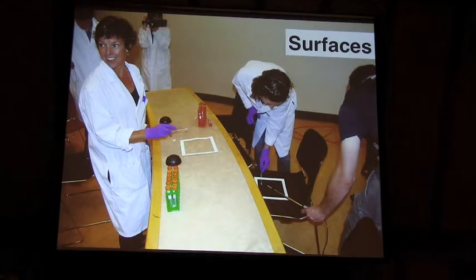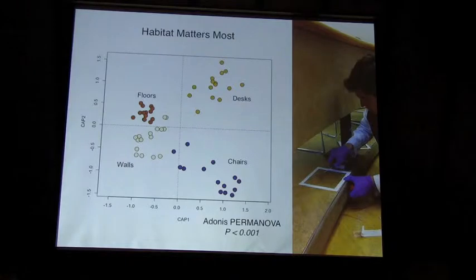So looking at desks, the seats of cloth chairs, walls, and floors. And in fact, these have drastically different microbial communities. They all carry a human-associated signal. They all look somewhat like human skin, but they're drastically different based on where they are, right?